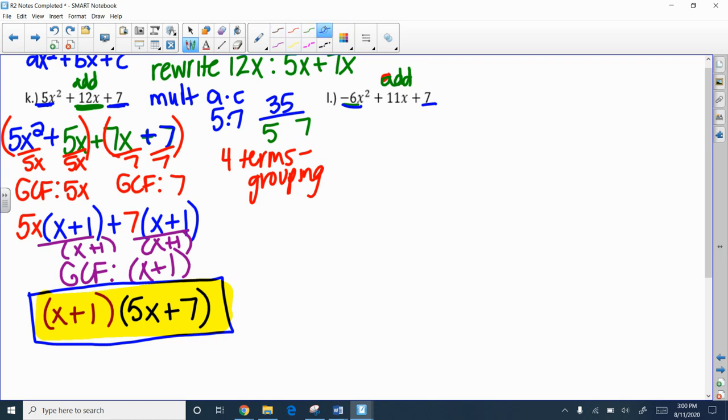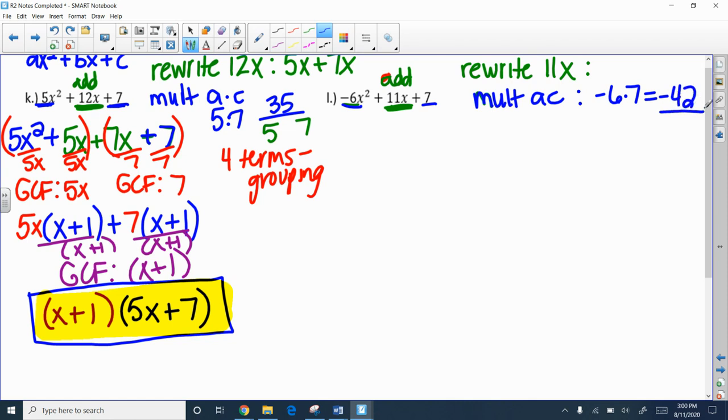So I am going to need to rewrite the middle term. We always want to rewrite the middle term. So I'm going to rewrite 11x. We're looking for numbers that add up to 11x. However, they need to multiply to be A times C. So they multiply to be -6 times 7, or -42. So I'm looking for two numbers that multiply to be -42 and add up to 11.